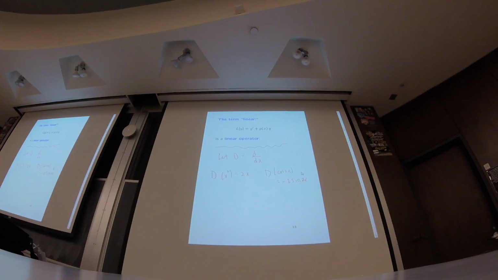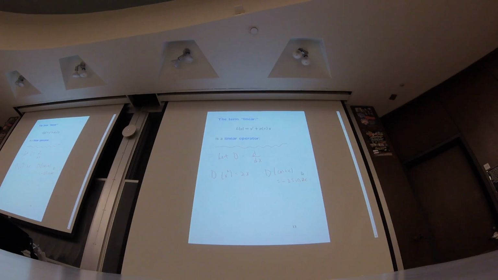This operation takes x squared to 2x. It takes cosine 2x to minus 2 sine 2x. It's a function. But in mathematics, a function whose domain is functions is called an operator. Differentiation takes functions to functions, right? You give me a function, its derivative is another function. So differentiation is a function mapping functions to functions. Such a thing is called an operator.